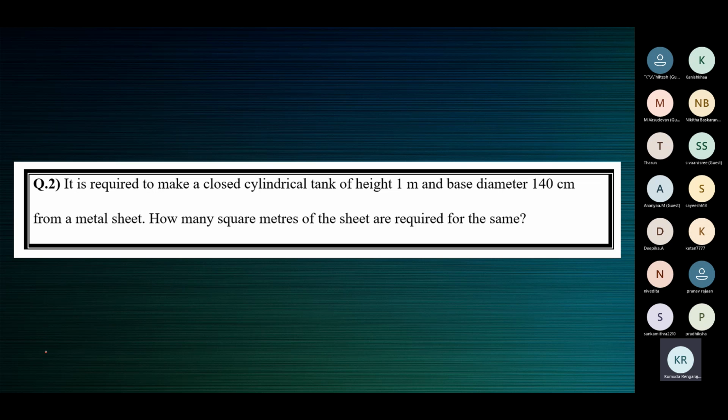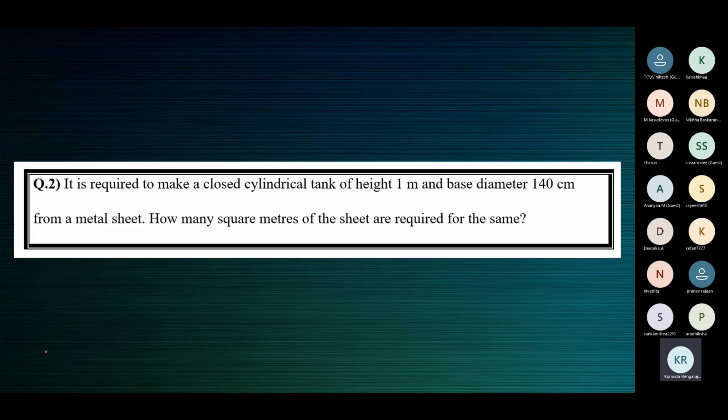So both are given to us. We only have two values for a cylinder, radius and height. Radius is given: diameter is 140, so the radius is 70 centimeters. And the height is 100 centimeters. You can either convert meter to centimeter or centimeter to meter, but make sure you have all the values in the same unit while applying it in the formula. Radius is known, height is known, both known to us.